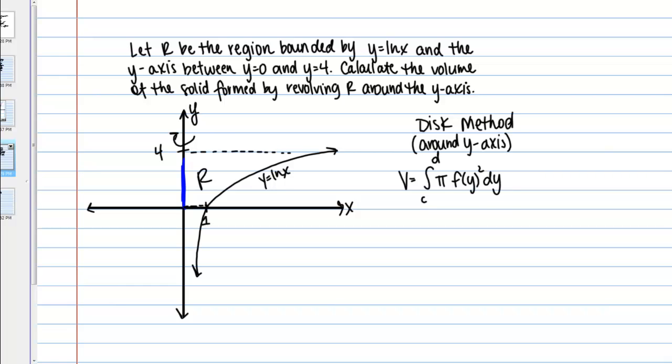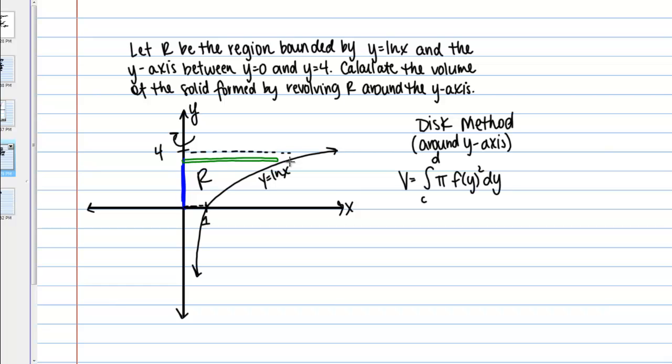Okay, so here this function f of y just represents the function that's forming the boundary of your region, or you can think about it as your radius of rotation. So in my case, that's going to be this curve here, y equals natural log of x. So I'm rotating around the y-axis, right? If I picture making little horizontal rectangular slices and rotating one of those slices around the y-axis, it's going to create a disk, and this pi f of y squared gives the area of that disk.